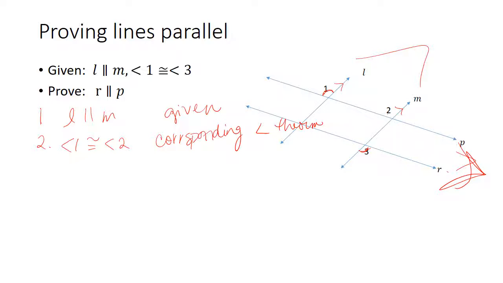However, I can say that angle 1 is congruent to angle 2, and that angle 1 is congruent to angle 3. So let's go ahead and put that in. Angle 1 is congruent to angle 3, and that's a given. Now I can combine these two: if angle 1 is congruent to angle 2, and angle 1 is congruent to angle 3, I can say that angle 2 is congruent to angle 3. You could call that the transitive property of congruency.